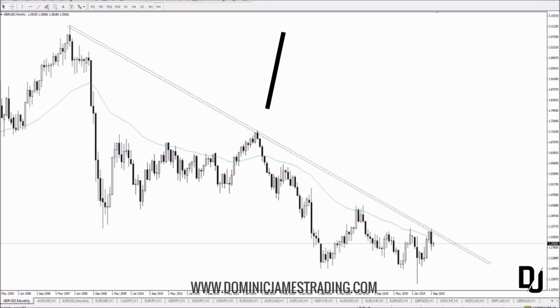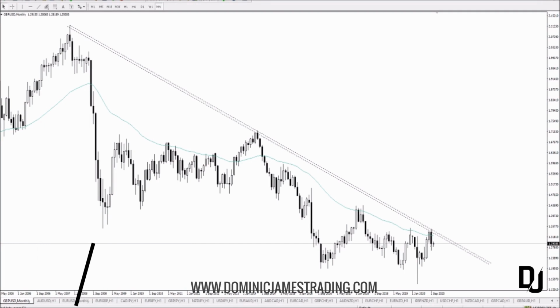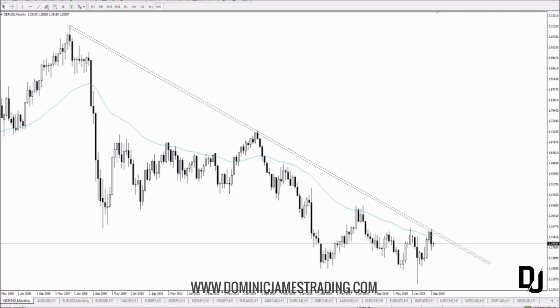Hello and welcome along to this breakdown of cable and fiber. Going to start off with cable, going to start off with the monthly chart. Going to break it down from the higher time frames down into the lower time frames and just give you an idea of my sort of analysis. We're going to start off with the monthly chart.